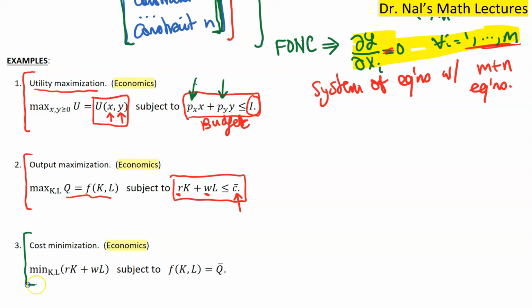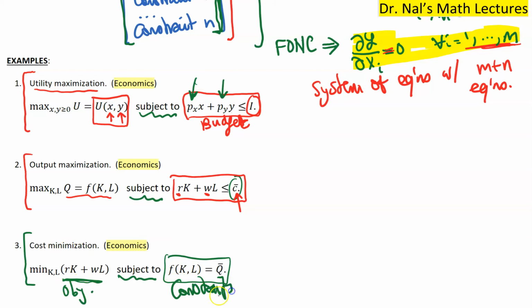Here's another example. This is a cost minimization example, again from economics. This time, instead of maximizing output given a certain cost, we want to minimize the cost given a certain output level. And again, this is obviously a constraint optimization, because in each case there's an objective function, in this case for instance this one, and some constraints.